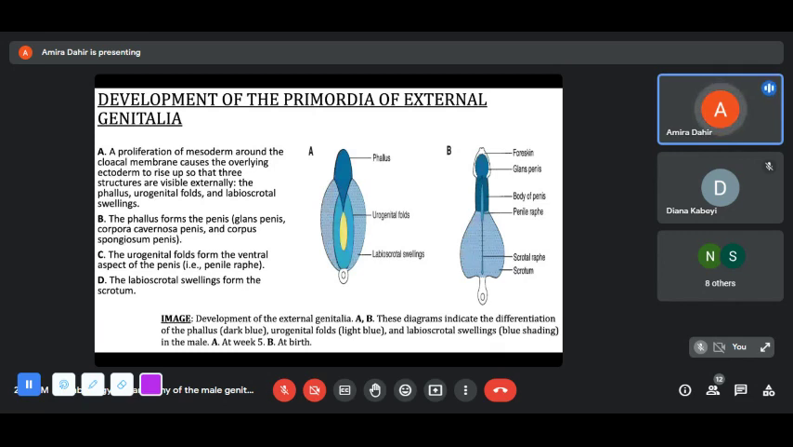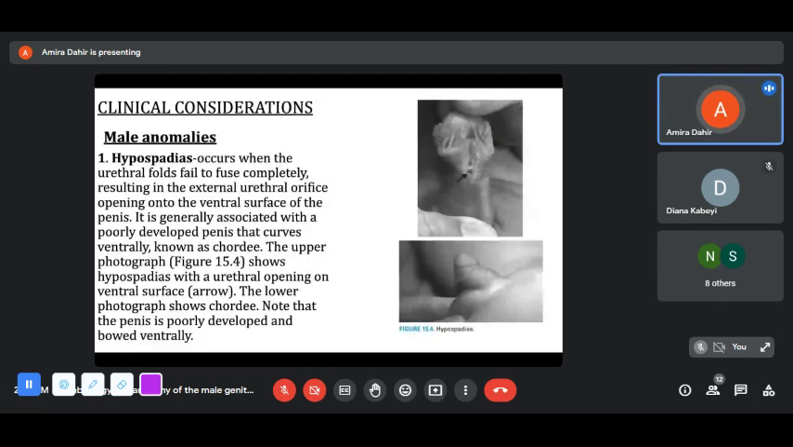Of clinical importance, we have conditions such as hypospadias, which occurs when the urethral folds fail to fuse completely, resulting in the external urethral orifice opening onto the ventral surface of the penis. It's generally associated with a poorly developed penis that curves ventrally, as shown here, and this will be known as chordee. So you can see here the hypospadias.